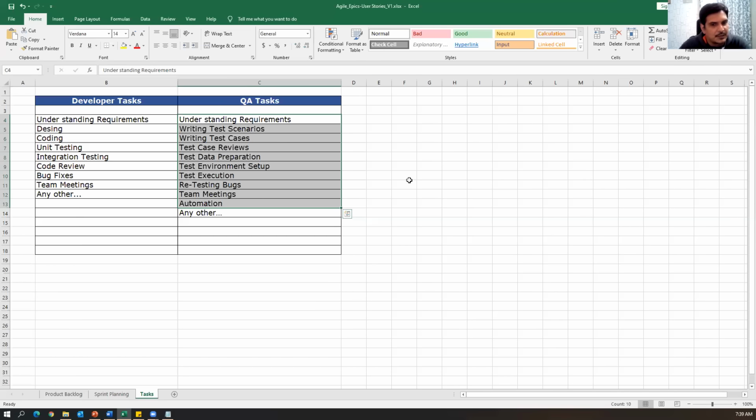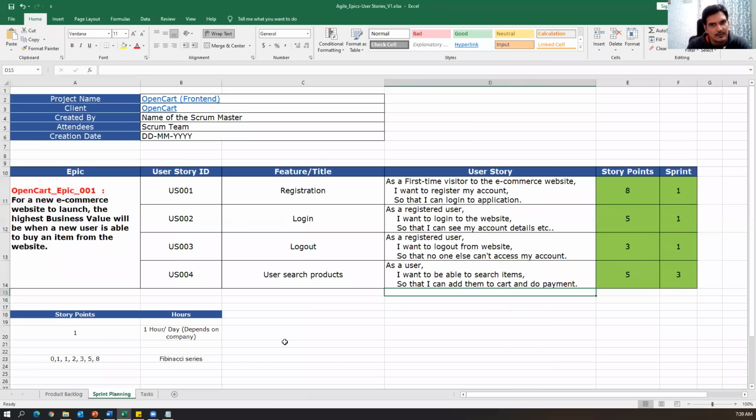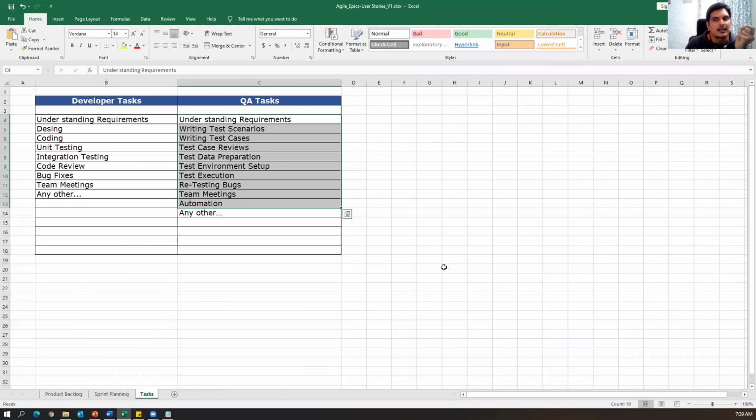So the product backlog contains all the stories written by the product owner, and the sprint backlog contains the stories planned for a specific sprint, along with the story points, sprint number and everything. And for every story there are definite tasks created by the developers and testers. The developer has to complete all the tasks from their end. QA also has to complete all the tasks from their end. Then only we will say a story is completed.